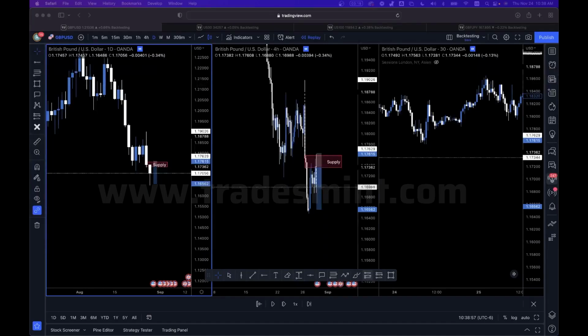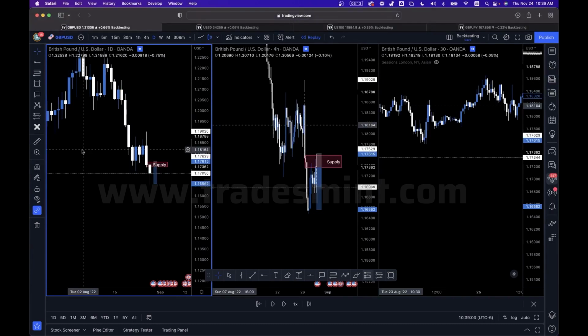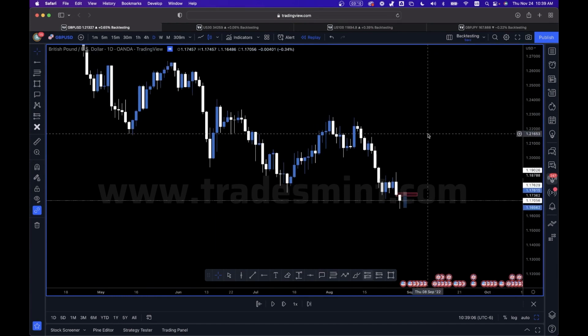All right, so now we're gonna look at GU first. Same process. The more you do this, the easier it'll become and the better you'll be at it. So market structure, zones, entry signal. We're going to be looking for the 4-hour supply here.